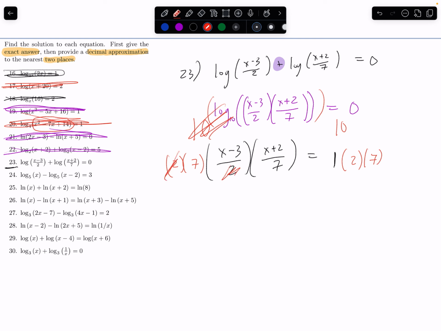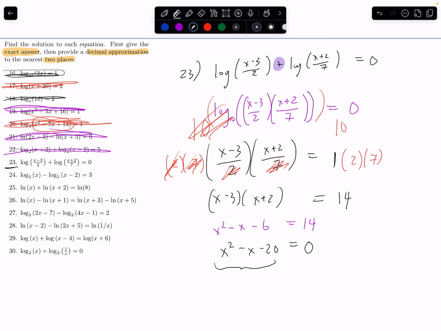I'm doing it 2 steps. Multiply by 2, that cancels that out. Multiply by 7, that cancels that out. And then on the right is 2 times 7, that's 14. Or more accurately, 1 times 2 times 7. Yeah. So left side I have x minus 3 times x plus 2. Let's multiply that out. That's x squared minus x minus 6. Equal to 14. Let's subtract 14 on both sides. That'll give me x squared minus x minus 20 equals 0.